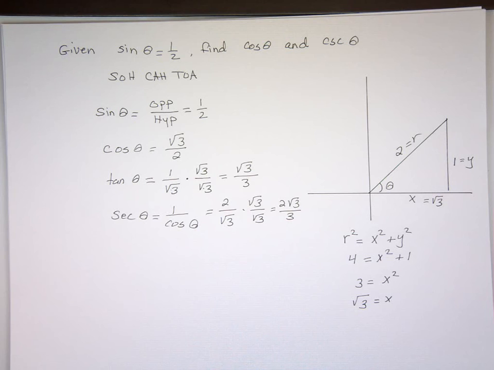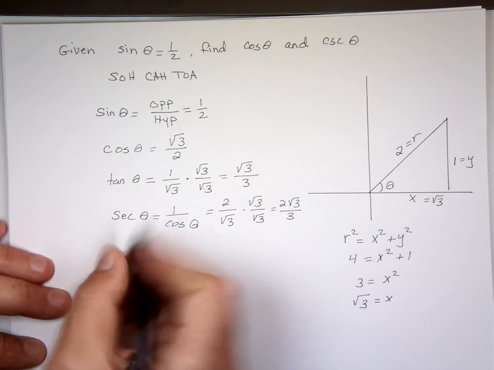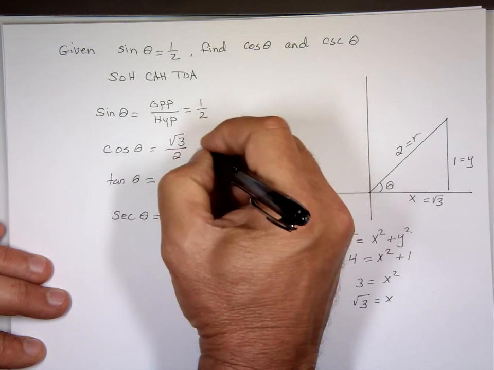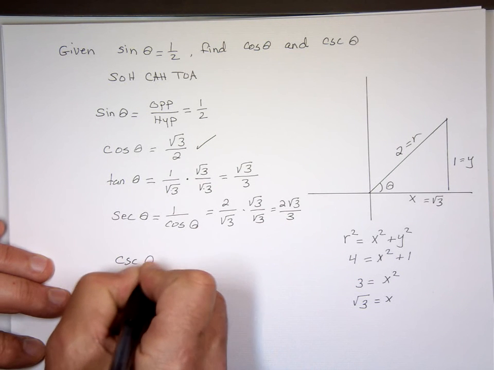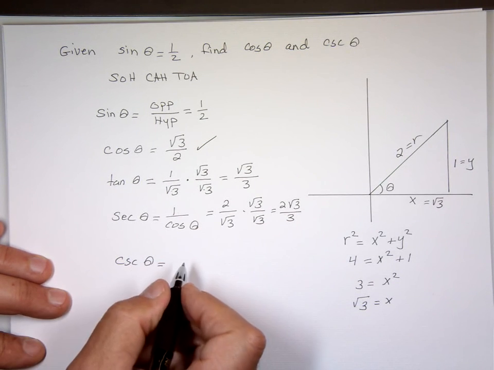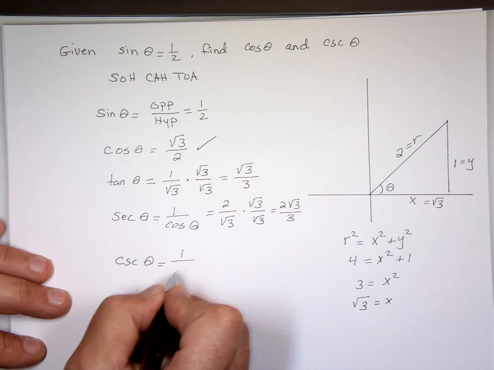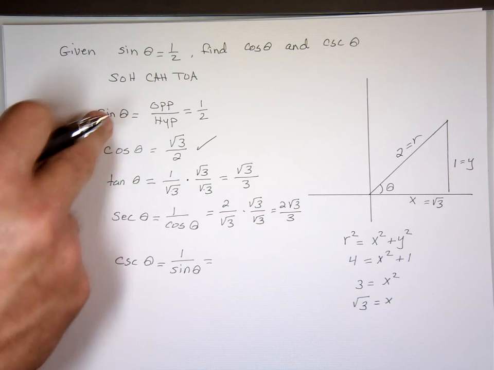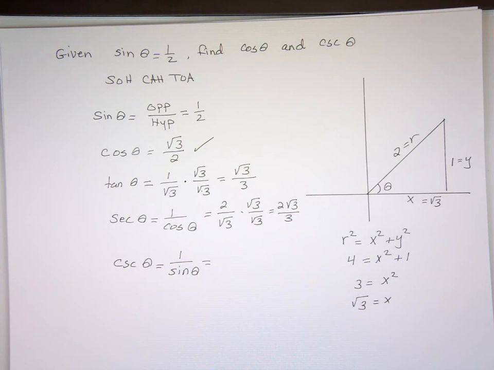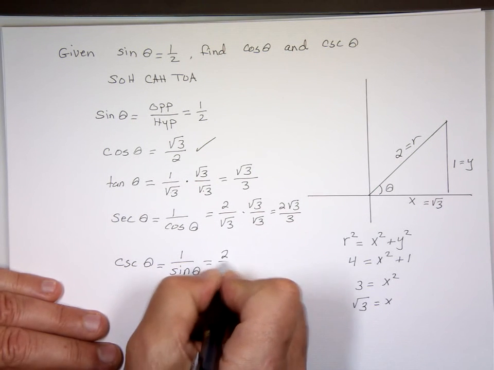Cosecant. So we answered one of their questions. That's the cosine. The next one is cosecant. Cosecant is 1 over sine. So you take the sine, you flip it. What's the reciprocal of 1 over 2? 2 over 1, which is just 2. Don't write 2 over 1.